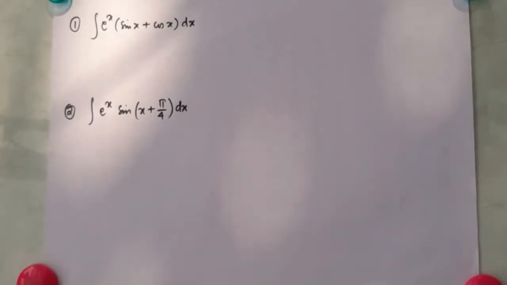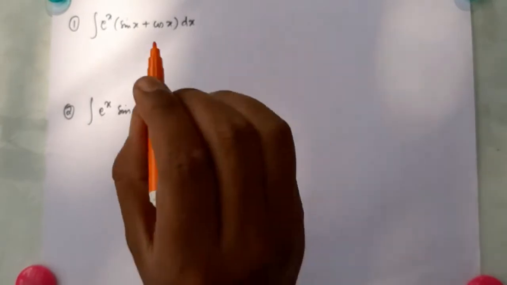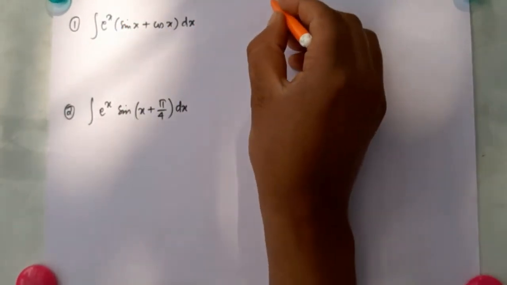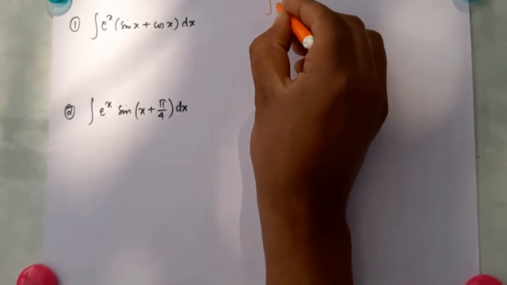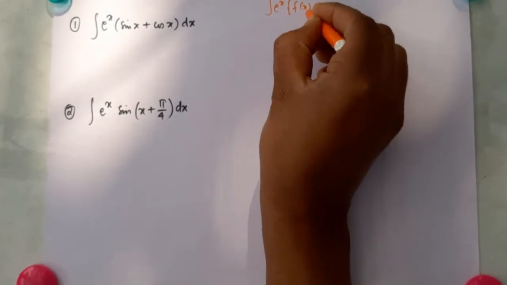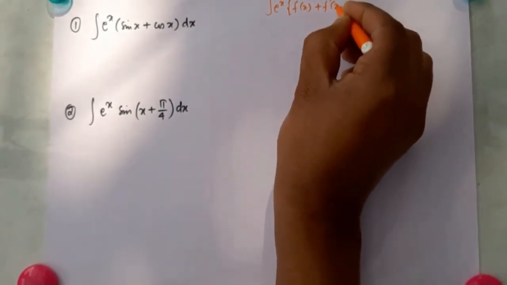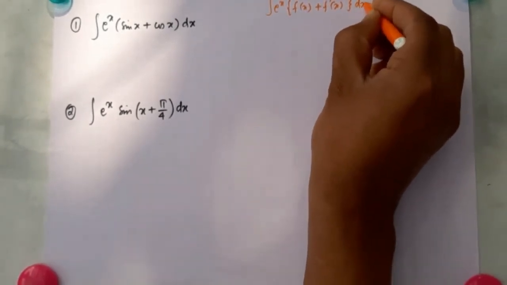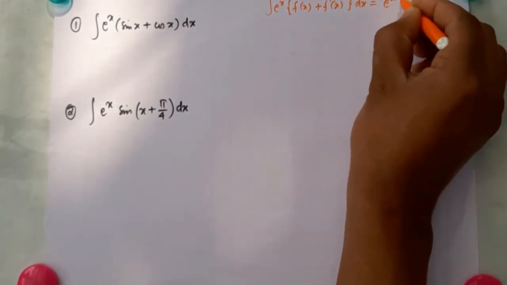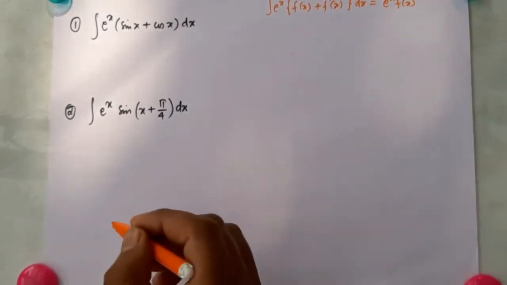Okay, so let's start with the first question for the day. So we have the first question here. Now before we do this, let me write down the formula. The formula belongs to this form: integral of e to the power x times [f(x) + f'(x)] dx, and your formula says that this integral will turn out to be this much, isn't it?